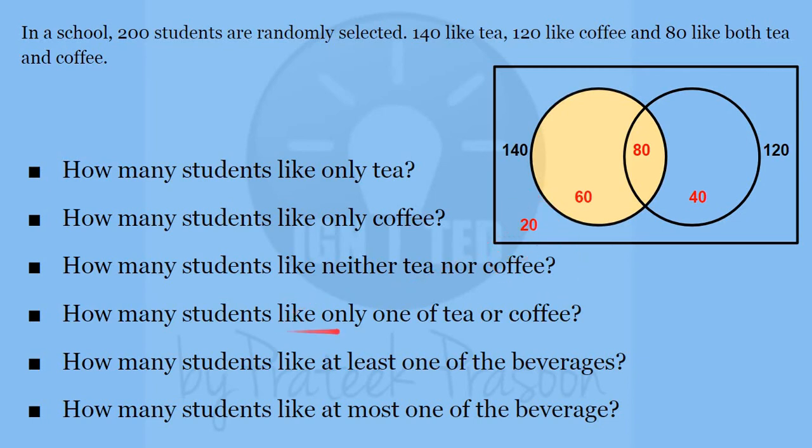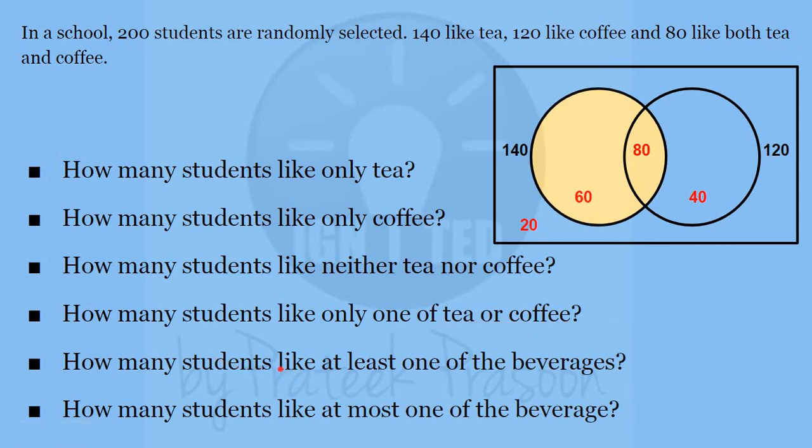Then how many of the students like only one of tea or coffee? They either like tea or they like coffee. They don't like both. So we have to subtract 80 from the total. That is, here 60 plus 40 will come out to be 100. So this will be the answer for this.